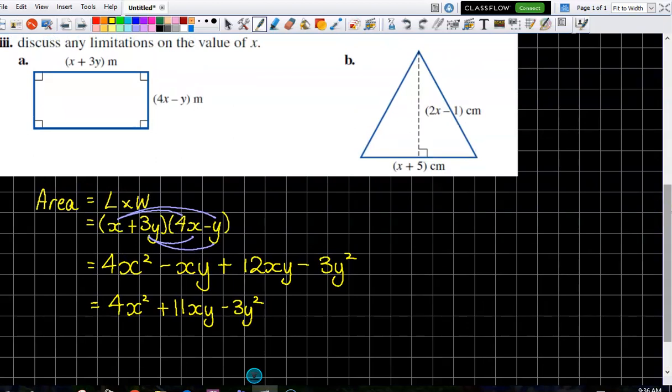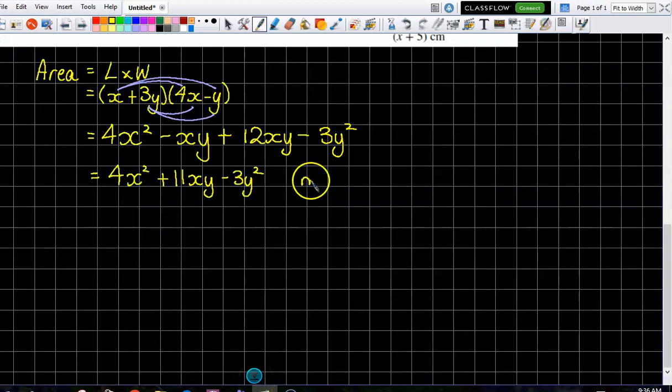So reasonably hard, but same process. Are we happy with that? Oh, well done. If you want to put meters squared, excellent. Excellent. I'm going to add a little bit to it there, because this would be me being a little bit evil. What if I said, can you find an expression for the perimeter? Yeah.